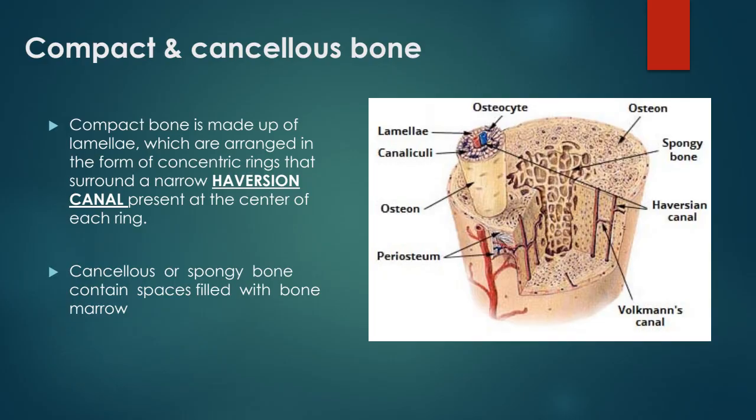Okay, so compact bone is made up of lamella, as we said, and in the middle we have spongy bone. Okay, they're arranged in the form of concentric rings and they're surrounded by a narrow Haversian canal present at the center of each osteon. The cancellous or spongy bone contains spaces filled with mostly bone marrow. Okay.